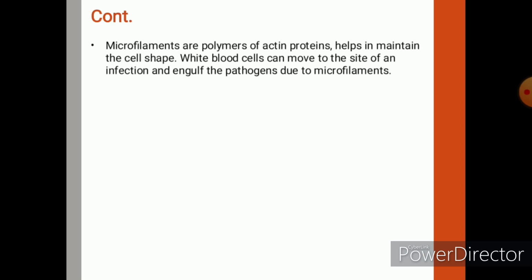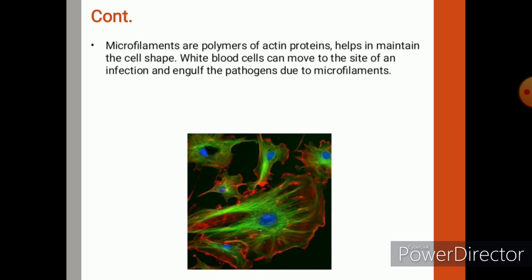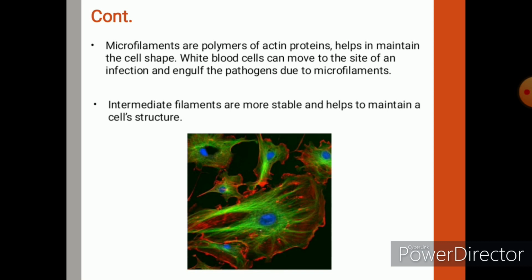Microfilaments are polymers of actin proteins and help in movement of the cell and also maintain the cell shape. Due to these microfilaments, WBC cells move to the site of infection and destroy the pathogen. And intermediate filaments help in maintaining the structure of the cell. Here in this picture, nucleus is shown in blue color, microtubules are in green color and microfilaments are in red color.